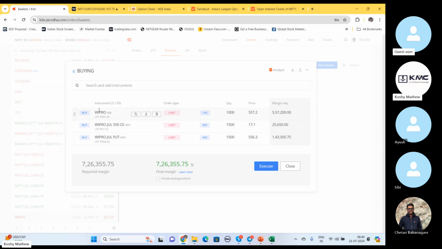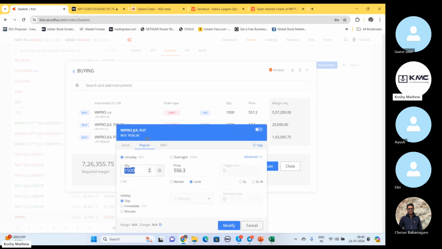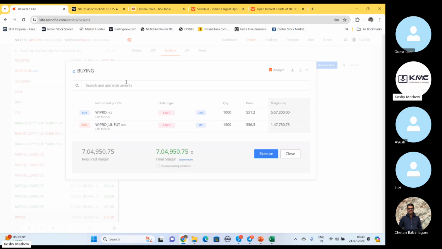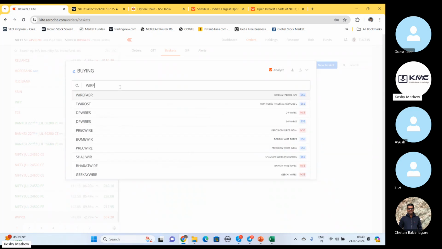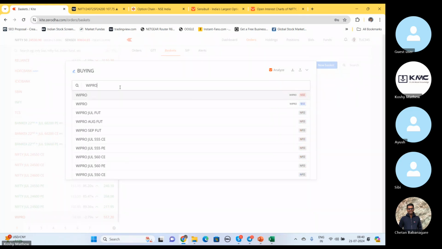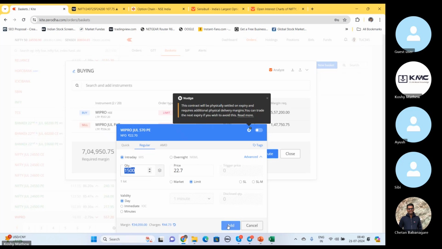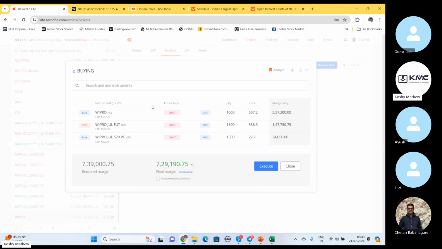In the same way, expecting Wipro to fall down, you can sell a future. So here, sell a future. Here you can buy a put. Initially, I told you how with Wipro you can buy a put of about 570. Let me buy. This is how you do it for Wipro falling down. You know Wipro is falling down. Here you're safeguarding by selling a future plus buying a put. This way you can do it.